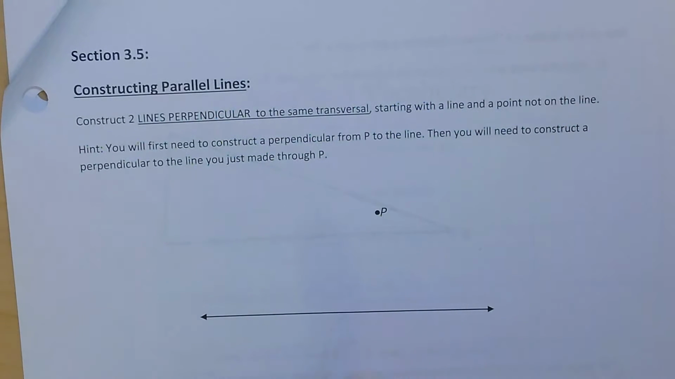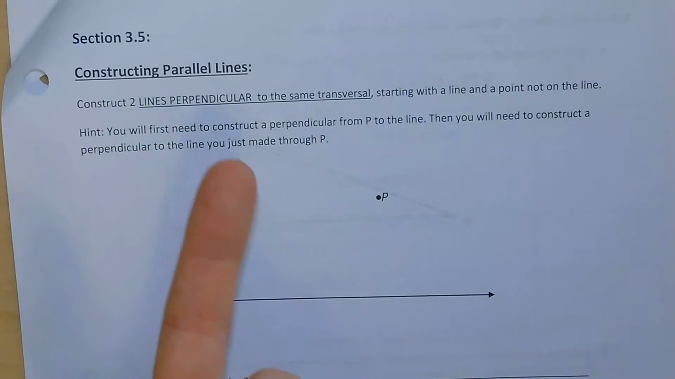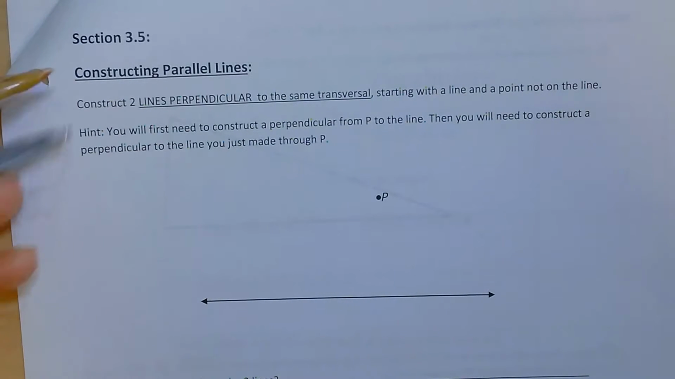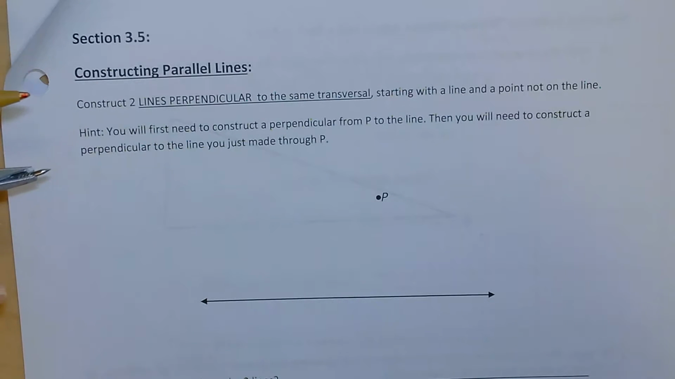So in order to start you off, I'm going to show you one way to make parallel lines, which is probably the most favored way to do it, and that is this double perpendicular idea. So go ahead and take your compass. You're going to need your compass and a straight edge. And we are going to make two lines that are perpendicular to the same transversal. And this is going to end up making parallel.